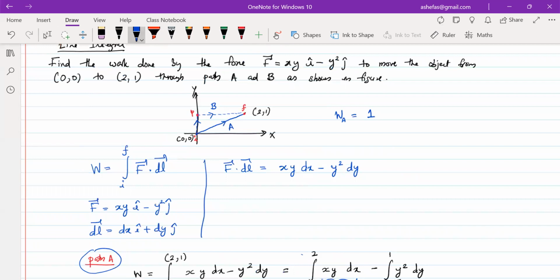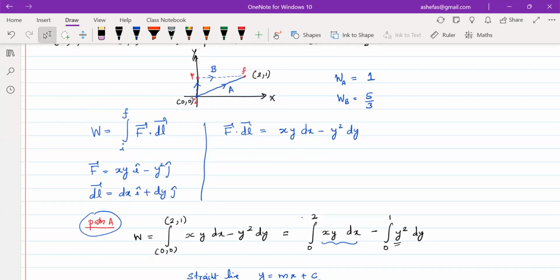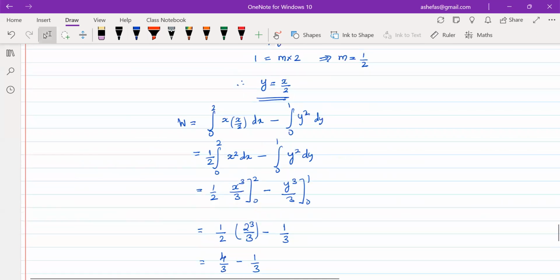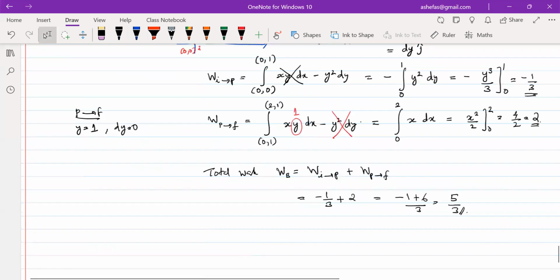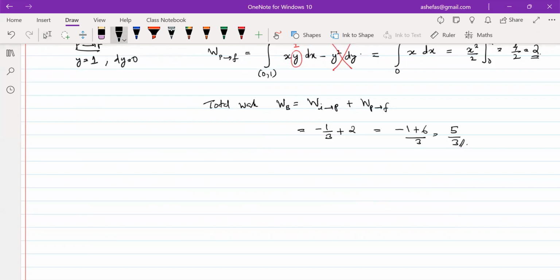Okay, so earlier we have already found the work through the path A, and the work through the path B is 5 by 3. So the work through the path A and the work through the path B are not the same. So, in general, the line integral depends upon the path you follow. If you integrate F dot dl over the path A, we are getting 1, and over the path B we are getting 5 by 3. So it depends on the path. Remember, the initial point and final point are the same here. Okay, so this we can note down here.